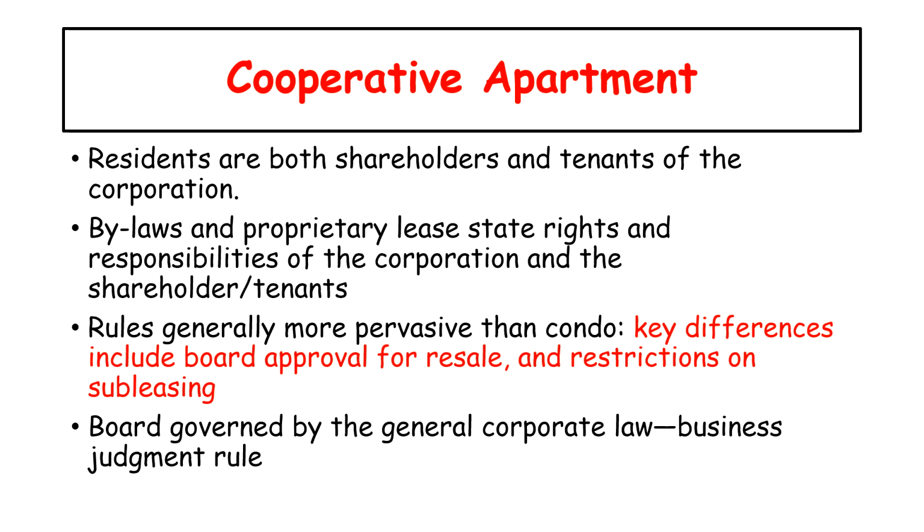And so let's talk for a minute about this board, the Cooperative Apartment Board, because it is just like the board of any corporation like McDonald's or Citigroup, right? It is a corporate board that is formed under the corporate laws of the state and is governed by the general corporate law, including the business judgment rule.